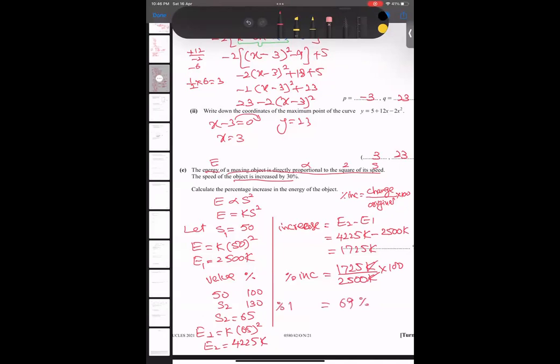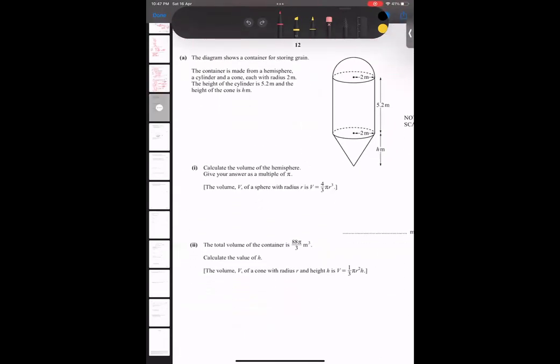So how much percent increase is it? 69%. So it's not a fixed 50, you can take any number here, any number you like. Okay, so this is the whole story of the question, and let's go for the next question.